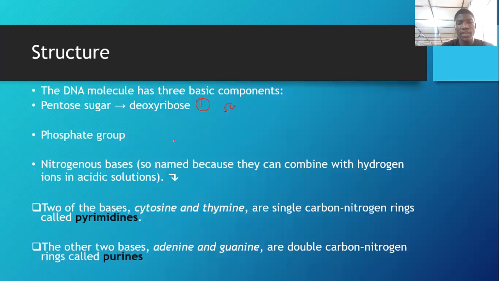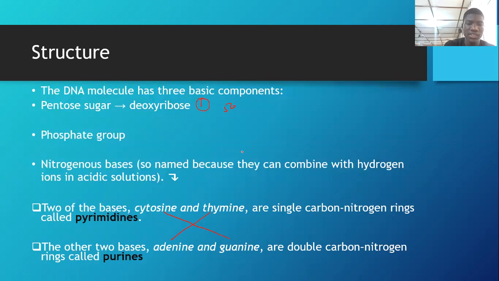Now, if you have a single ring, then you are called pyrimidine. If you have double rings, then you are called purines. Now, this is how I remember it. The longer your name, the smaller your ring. So pyrimidines, very long name, has just 1 ring. The other one is purines, short name, 2 rings. So that is that. And then for pyrimidines, we have cytosine and thymine. And then for purines, we have adenine and guanine. But adenine, as already said, will pair with thymine, and then cytosine would always pair with guanine.